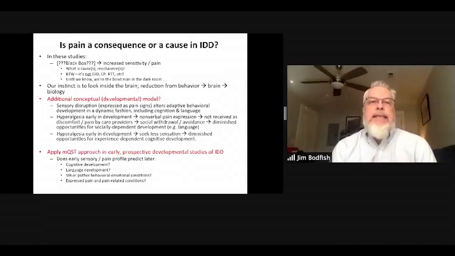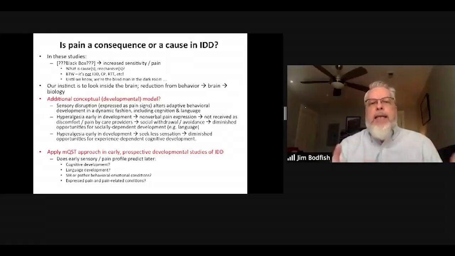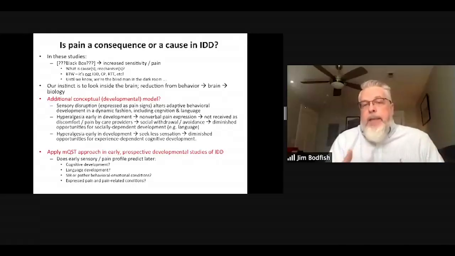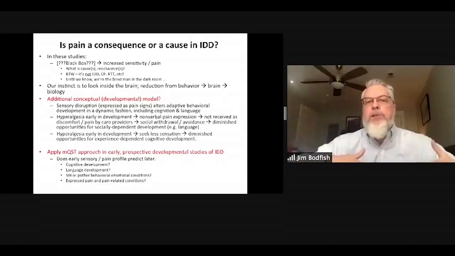And then last, as a bigger issue conceptually here, in these studies, we don't really know what the mechanism is. The approach here is that there's something that's leading to increased pain sensitivity. We don't really know what the mechanism of that is. And until we know that, we're still this blind man in the dark room, to bring back Darwin's quote. And our instinct is to reduce, to think about brain and neurological symptoms.